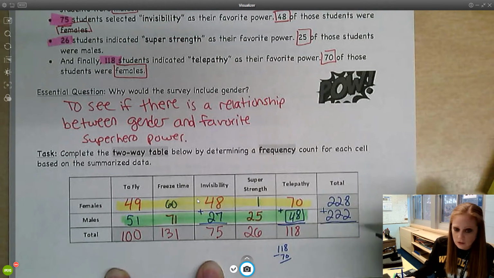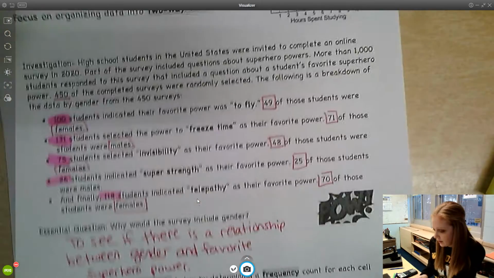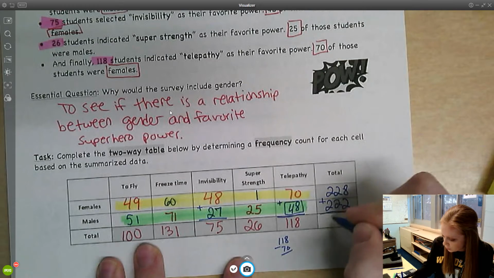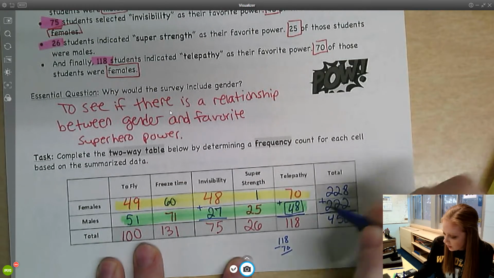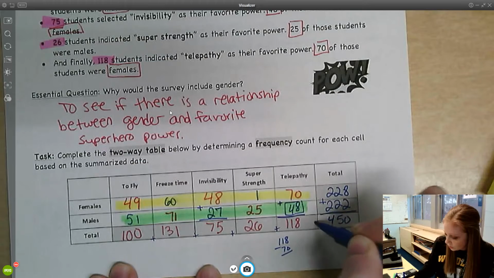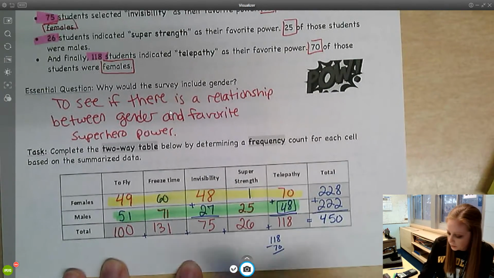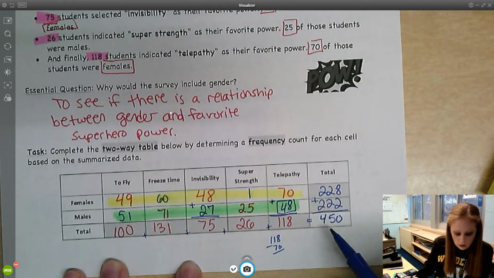And when you add together these totals, we should get 450 because that's how many students it said were surveyed total. And sure enough, 228 plus 222 is 450. And also, if you add together all of the totals for the different categories of superhero powers, you should get 450 also.